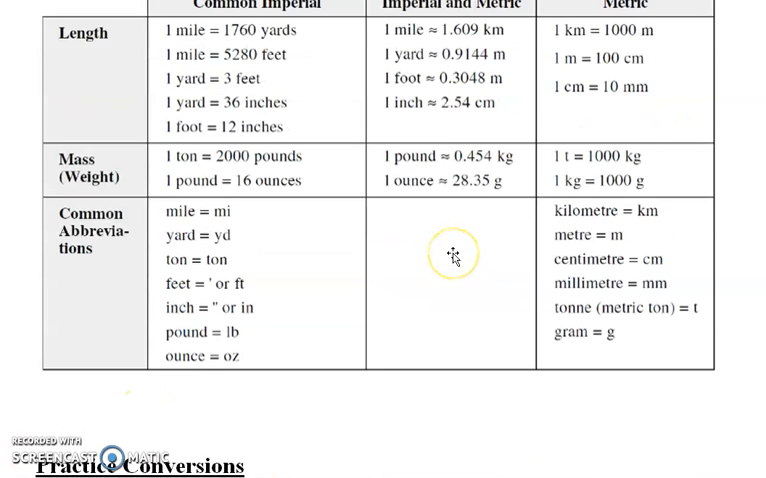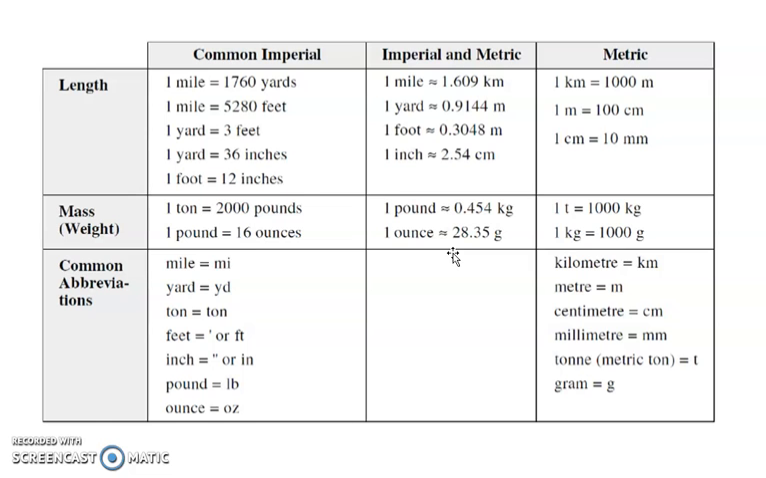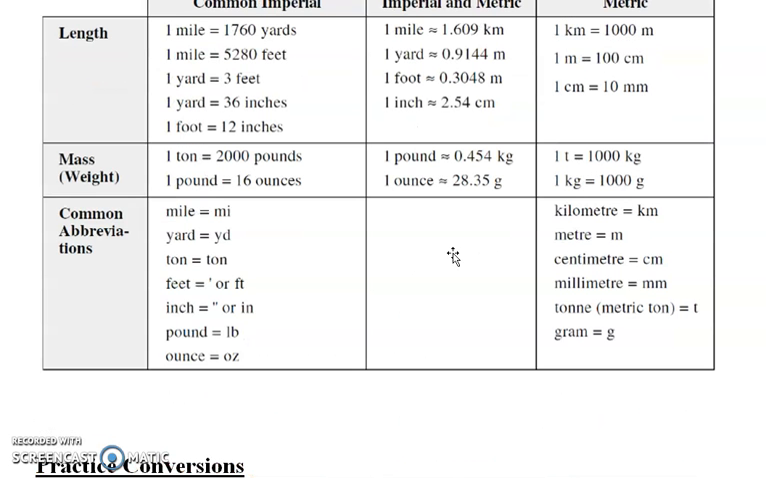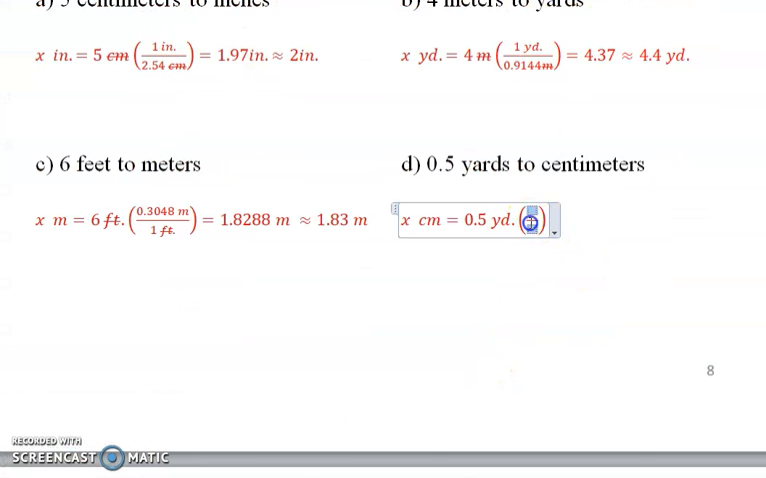So again, we scroll up, and we were looking for yards to centimeters. We don't have yards to centimeters, but we have yards to meters. So we'll do that first, and this means we're going to need to do 2 calculations, which is fine. It's not a big deal. So we have 1 yard, and that's equal to 0.9144 meters. The yards are going to divide.